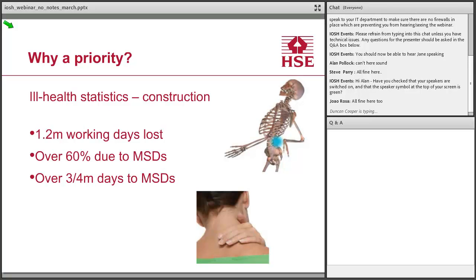Also, 1.2 million working days in construction are lost due to work-related ill health, and we know about two-thirds of these are due to MSDs. That's over 750,000 days. That is a big problem.